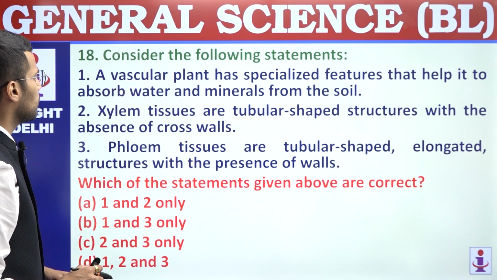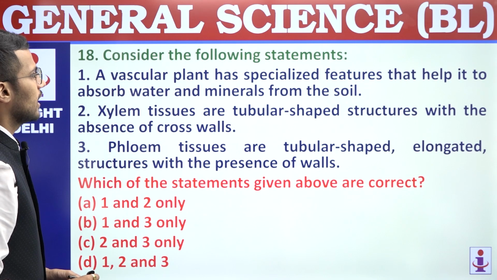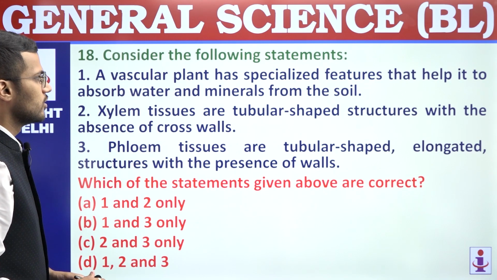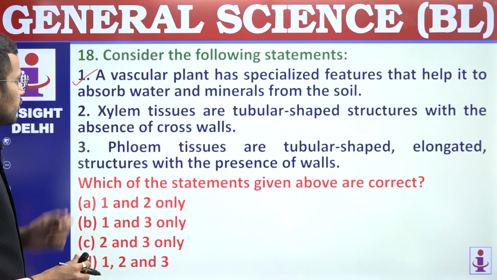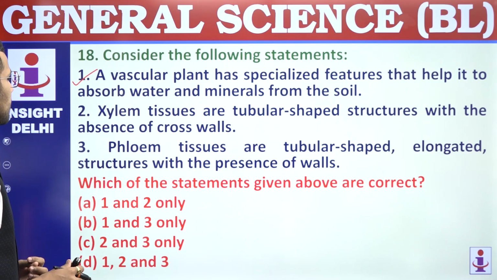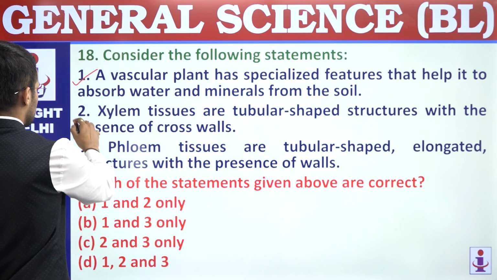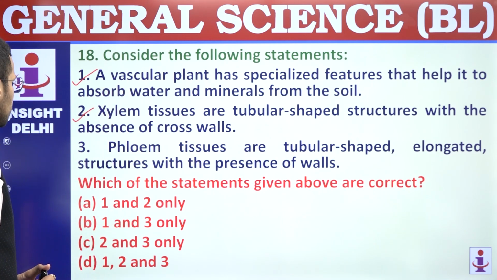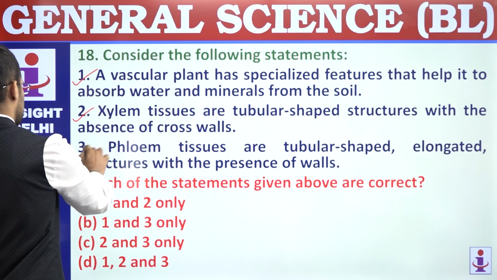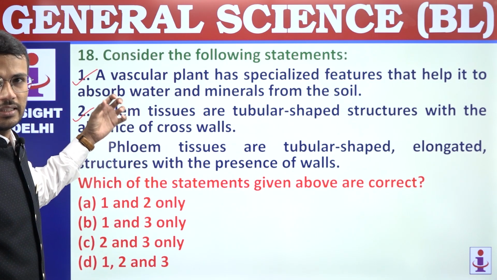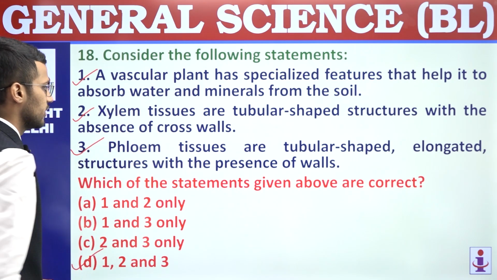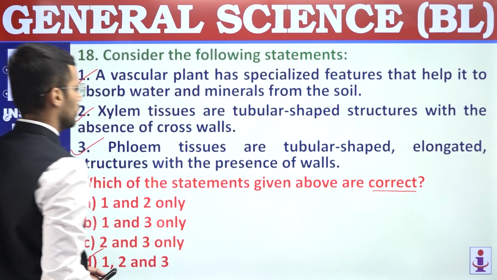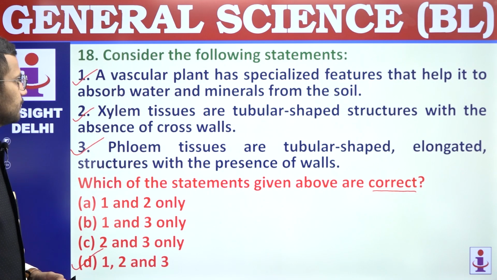Next, 18th, consider the following statements. First, a vascular plant has specialized features that help it to absorb water and minerals from the soil. So correct statement. Second, xylem tissues are tubular shaped structures with the absence of cross walls. So this statement is also correct. Third, phloem tissues are tubular shaped elongated structures with the presence of walls. Correct statement. So all these statements related to the vascular plants and xylem and phloem are correct, and that's why answer is D, 1, 2 and 3, because we are supposed to find out correct statements only. So question number 18, answer is D.